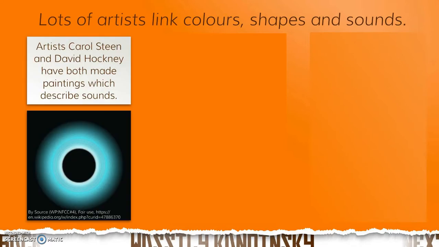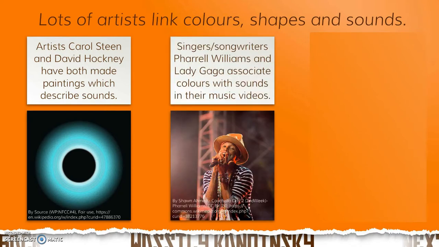Now Kandinsky isn't the only artist who uses this idea of colours, shapes and sounds and links them together. In fact, artists from across different types of media do the same. The artists Carol Steen and David Hockney, for example, both make paintings which describe sounds that can be made. Pharrell Williams and Lady Gaga associate colours with sounds in their music videos.